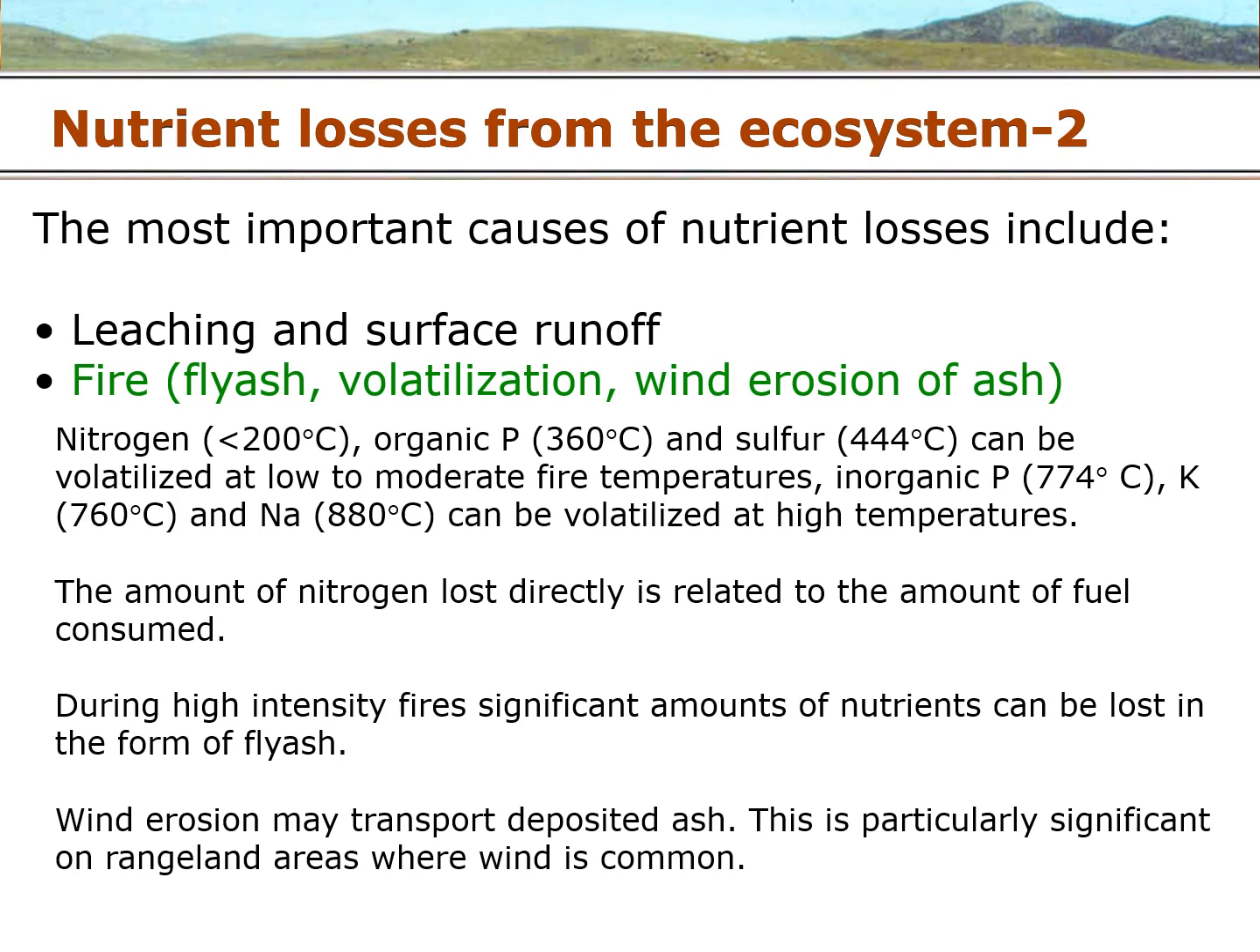During high-intensity fires, significant amounts of nutrients can be lost in the form of fly ash. That's ash that's produced and then just flies away. And wind erosion may transport and deposit this ash. And of course, this is particularly significant on rangelands where wind is common.